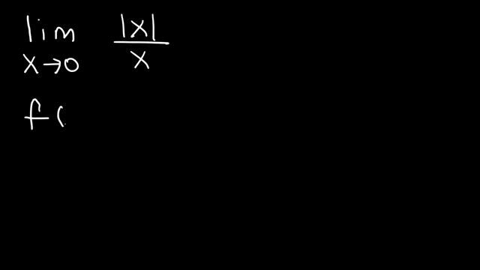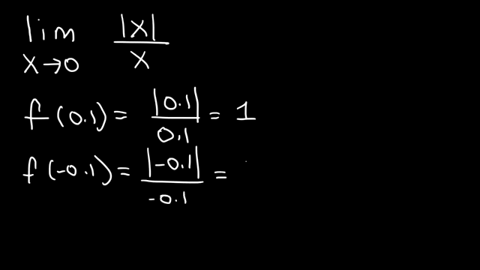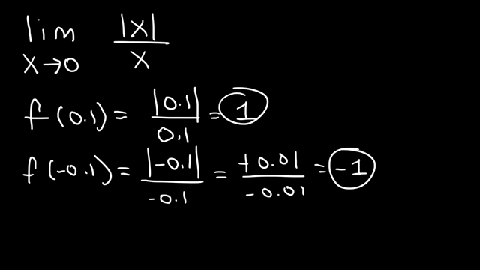What is the limit as x approaches 0 of the function, the absolute value of x over x? Well, let's find out. So let's plug in 0.1. The absolute value of 0.1 over 0.1, that's going to be 0.1 over 0.1, which is 1. And if we plug in -0.1, the absolute value of -0.1 is positive 0.1. And positive 0.1 divided by -0.1 is -1. So notice the difference between these two values.